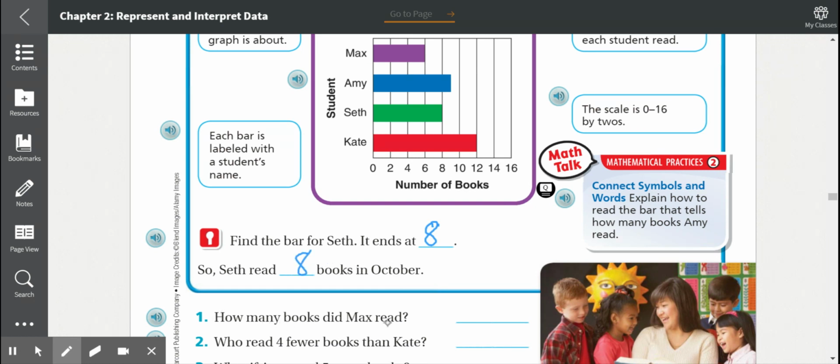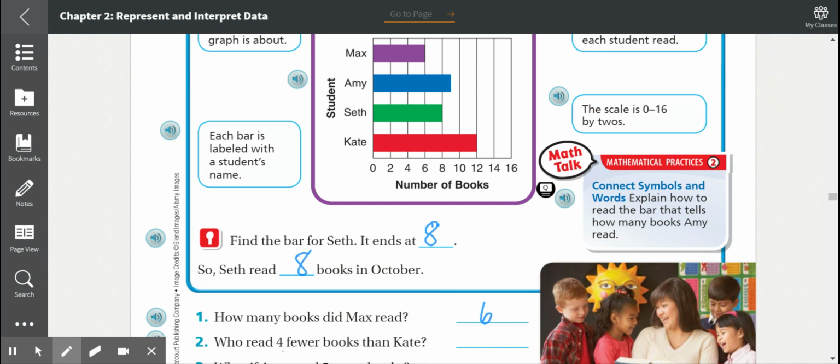How many books did Max read? Find Max. There it is in purple all the way to the end. Go down. There's the number 6. Max read 6 books.